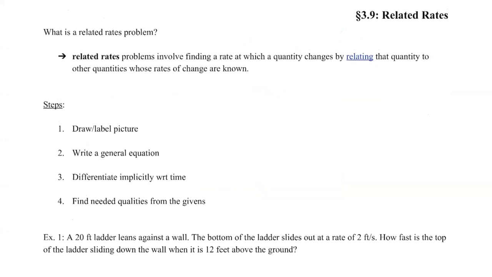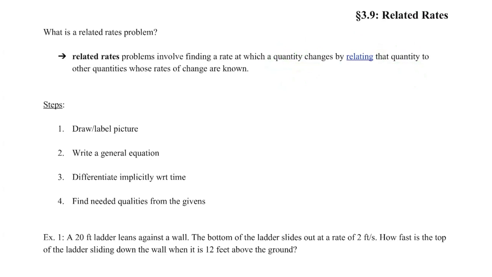So, 3.9, related rates. What exactly is it? I'm going to use a lot of repetitive words, but here it goes. Basically, a related rate problem involves finding a rate at which a quantity changes by relating it to another quantity, like for example, y with respect to x. But we're not just differentiating them. We want to know over time, let's say dt, how does that relate to dy dt? So we want to know how the two different variables are related that way.